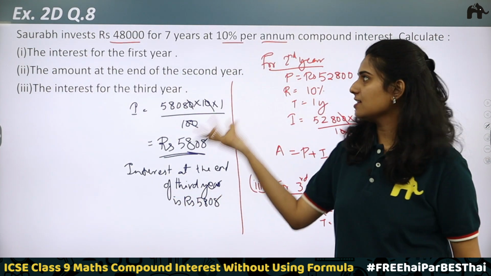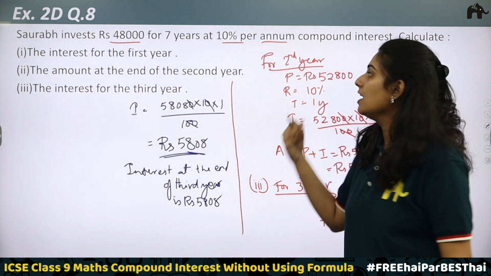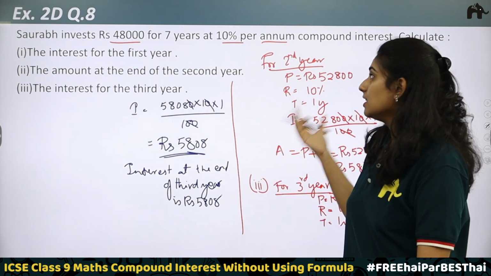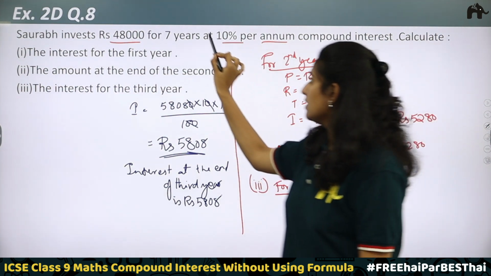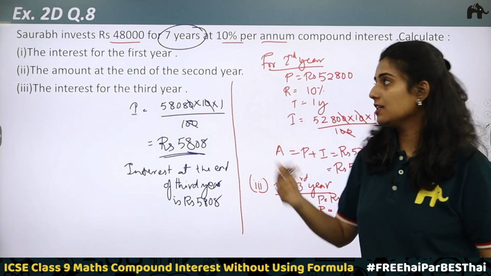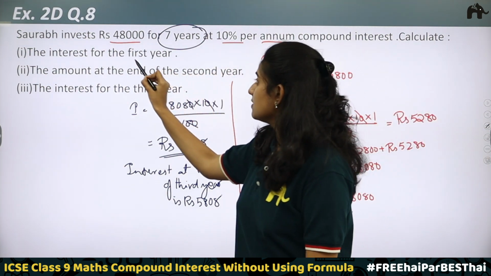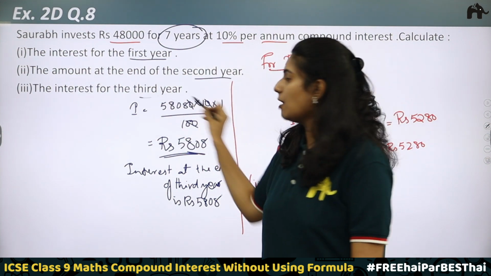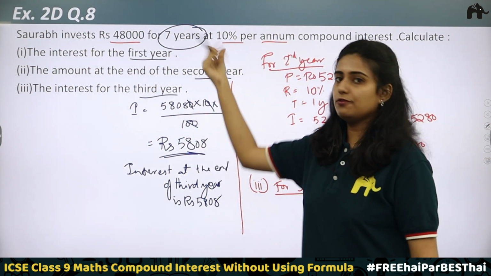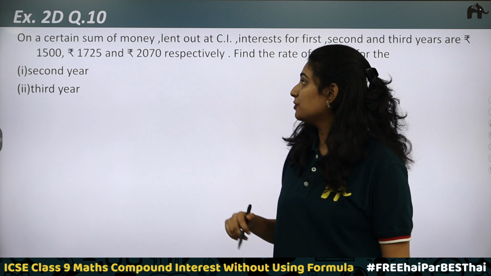Very easy question, right? This is a direct question where the principal is given, rate of interest is given, and time is also given. So here it is given 7 years. You don't have to mind this because you are given compound annually, and you are asked to find for first year, second year, and up to third year only. It is not asked to find for 7 years. Here we have the last problem for today.